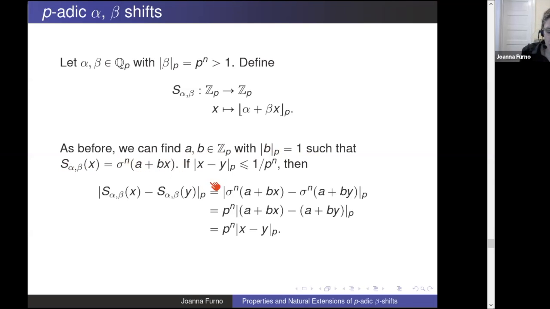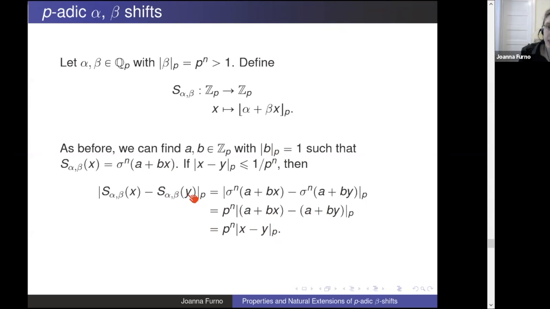Again, we want to keep things close enough together so that we can still keep track of things after we shift n times. If we start within 1 over p to the n, what can we do here? That shift is p to the n in the size of the distance between the inputs. And then the a's cancel, you've got the b's. It's still an isometry. This affine bit is still an isometry when your b has absolute value 1.